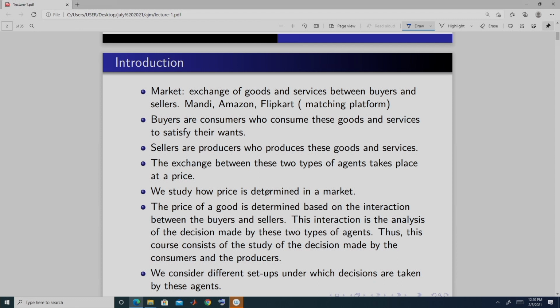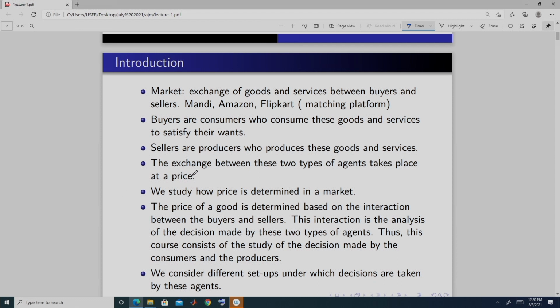So buyers are consumers who consume these goods and services to satisfy their wants. Sellers are producers who produce these goods and services which are demanded by these buyers or the consumers. And the exchange between these two types of agents, that is buyers and producers, takes place at a price.